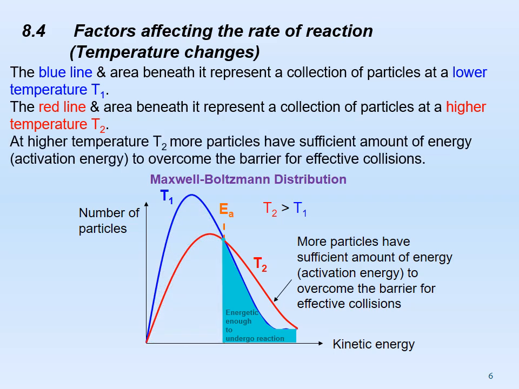At a higher temperature T2, more particles have enough energy to overcome the barrier, that is, activation energy, for effective collisions. The shaded area below the red curve represents the extra number of reactant particles that can undergo successful collisions. So for the red curve, the number of reactant particles that can undergo reaction is like that for the blue curve, plus an extra number, the ones in the shaded region. Thus, when temperature is increased, there is a greater number of particles possessing kinetic energy that is greater than or equal to activation energy, EA, to undergo reaction.